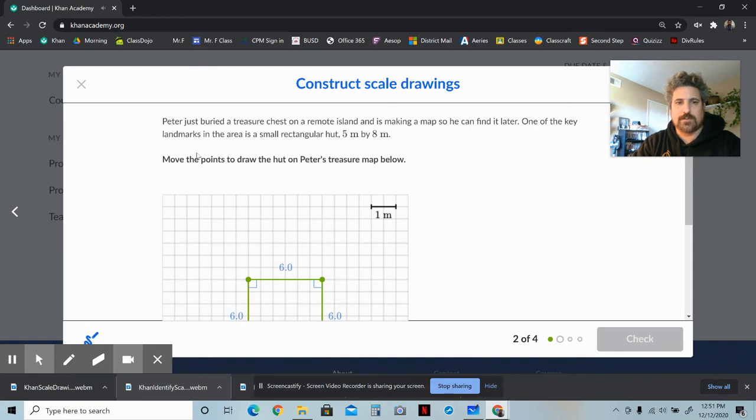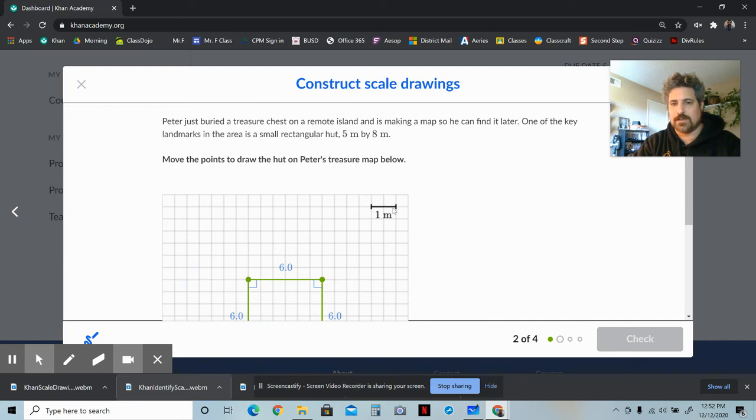Okay, and the next one says, Peter just buried a treasure chest on a remote island and is making a map so he can find it later. One of the key landmarks in the area is a small rectangular hut, 5 meters by 8 meters. Move the points to draw the hut on Peter's treasure map below. So it says that every 2 units of length is 1 meter. So how many 1 meter sections do you need to make 5 meters? You need 5 of those sections.